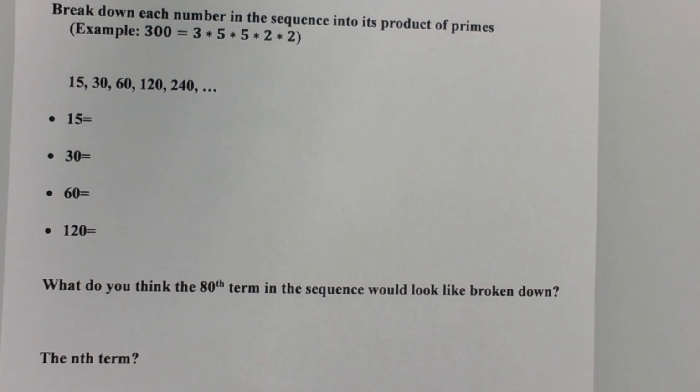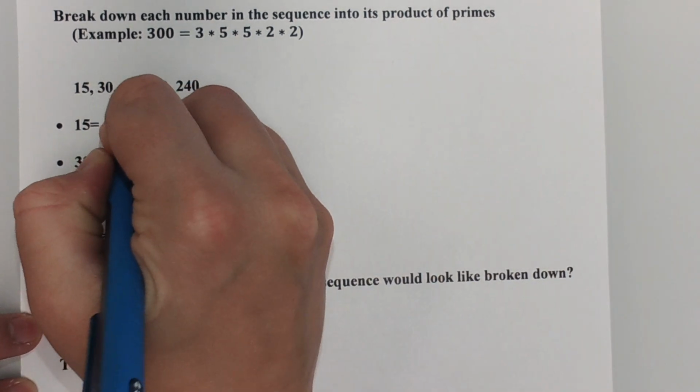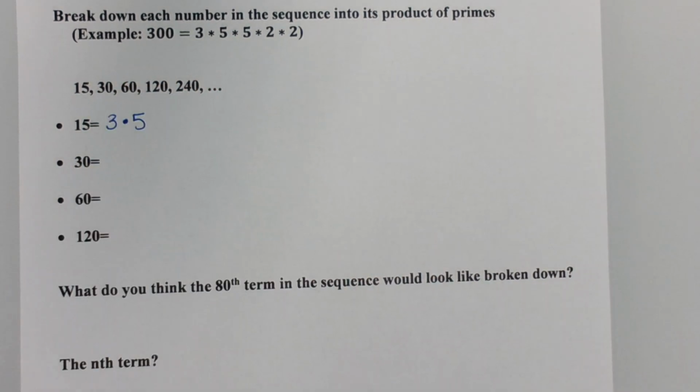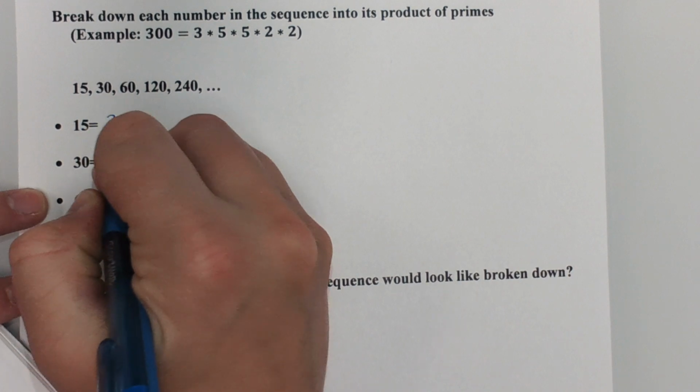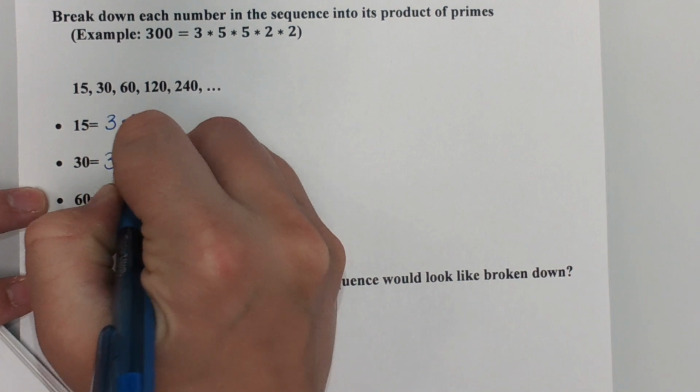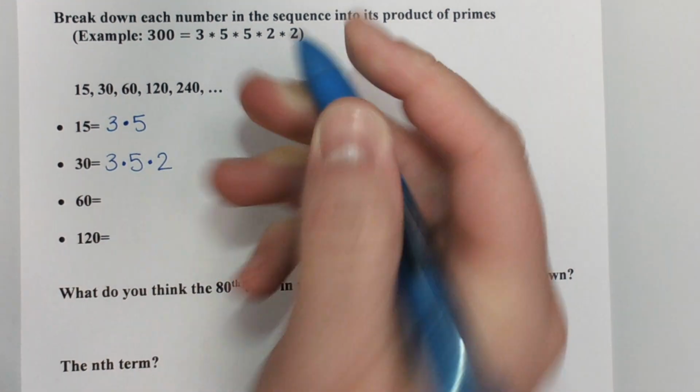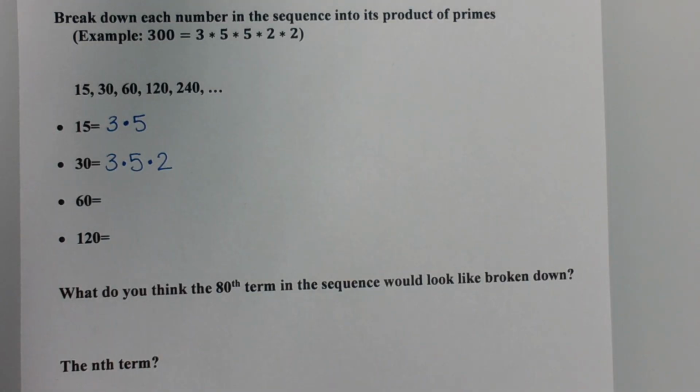Della, how do I break down 15 into a product of primes? 3 times 5. Carly, how about 30? For the sake of what I'm doing, I'm going to put it in this order. But yes, you are right.